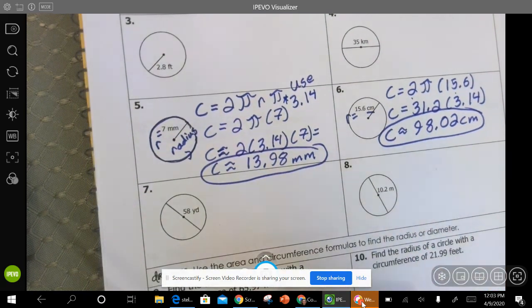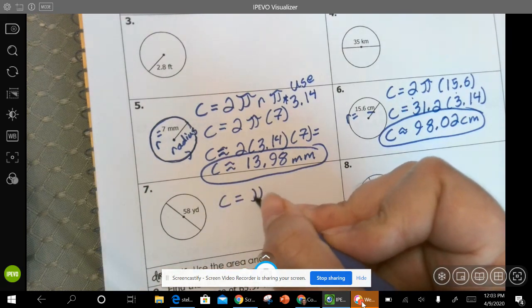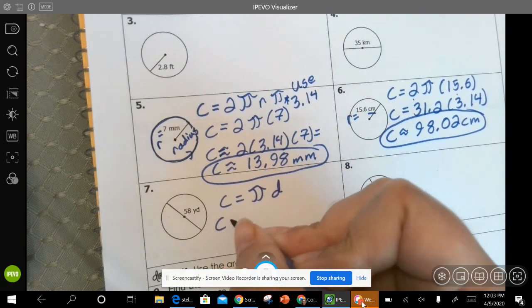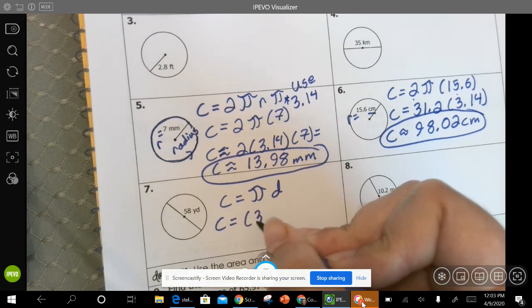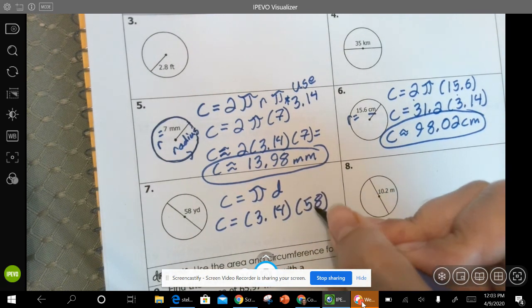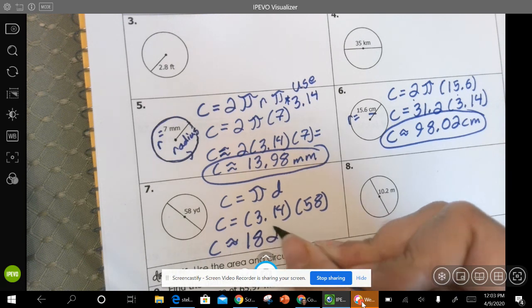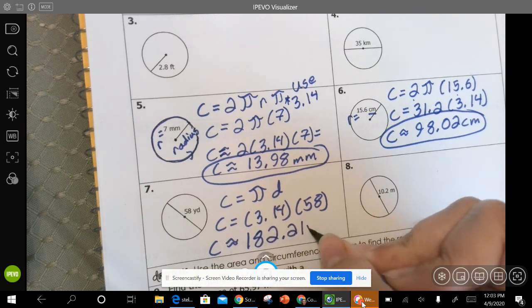Okay, so if we have the diameter, that means that we're going all the way across. So we're going to use circumference is equal to pi times d. So it's just going to be 3.14 times 58. So it'll be approximately 182.12 yards.